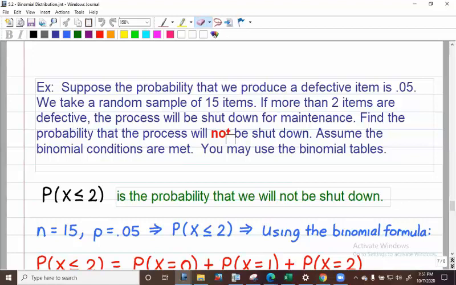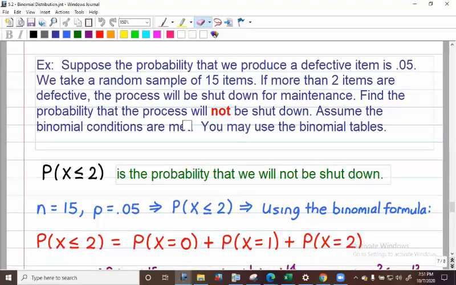That's going to be a little bit easier too, so fewer numbers to deal with. That's the only thing about this problem, just the trickiness of the wording. The math's not that bad. So n is 15, p is 0.05, X less than or equal to 2.